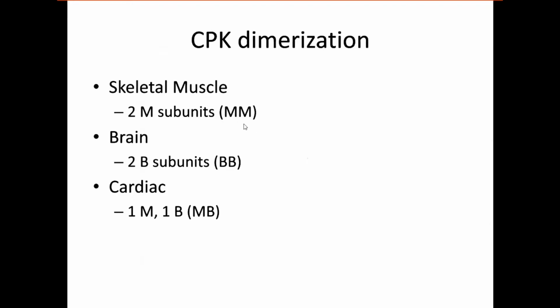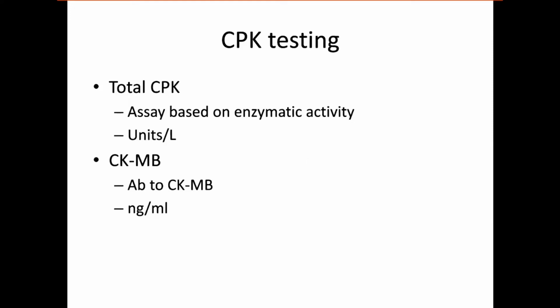Interestingly, if you have chronic muscle disease, you get a shift from MM to MB. Probably because when you have regenerated muscle, it goes back to the fetal muscle process, which has a lot of MB in it, for example. The CPK is usually tested based on enzymatic activity.